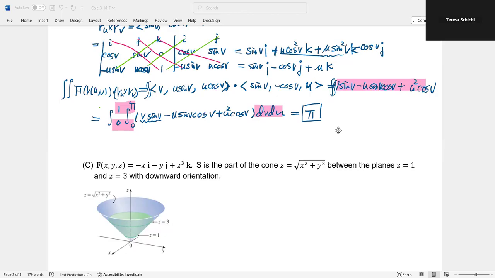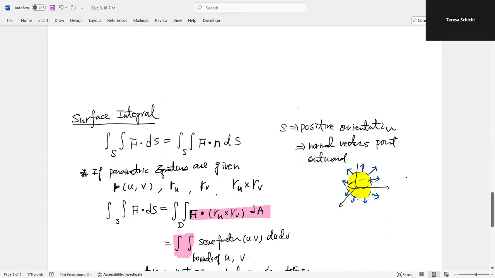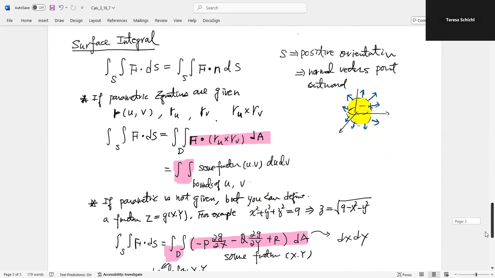If you remember from our last video, first we introduced what surface integrals are. We said we have two ways to do it. First, if the parametric equation was given, then we did one example. So today we're going to do another two examples.